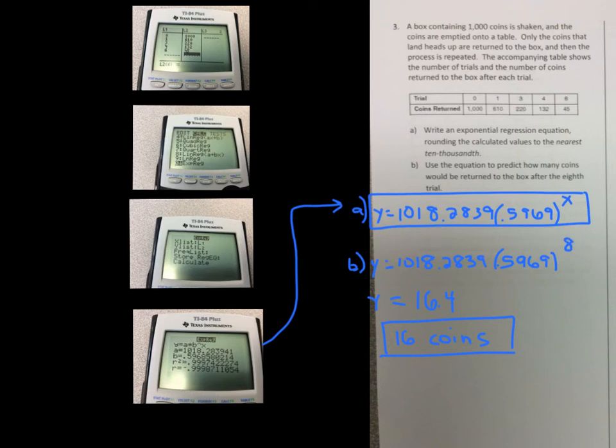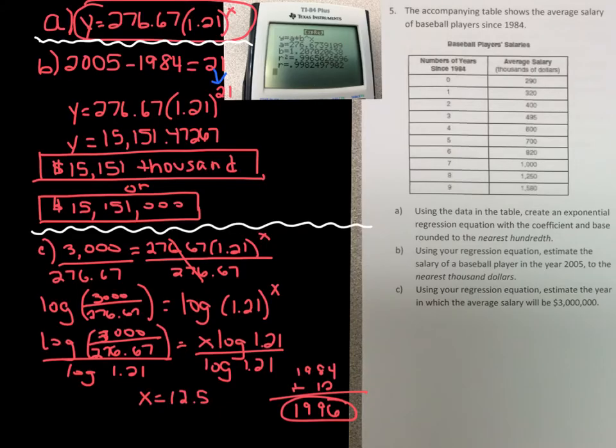When it says to round to the nearest 10,000th, that means 4 decimal places. And then part B wanted you to predict how many coins would be returned after the 8th trial. So we substituted the x, which is the trial, with an 8, and just plugged it in the calculator. And since you can't have a decimal of a coin, you round to the nearest whole number, which is 16 coins.